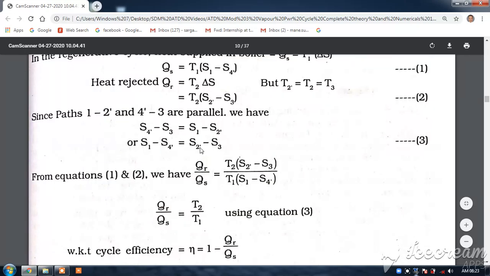Since paths 1 to 2 dash and 4 dash to 3 are parallel, we have S4 dash minus S3 is equal to S1 minus S2 dash, or S1 minus S4 dash is equal to S2 dash minus S3. Hence, from equations 1 and 2, we have Q rejected by Q supplied is equal to T2 by T1 times (S2 dash minus S3) divided by (S1 minus S4 dash). These two cancel. So QR divided by QS is equal to T2 by T1.